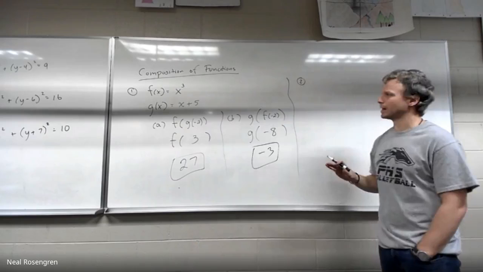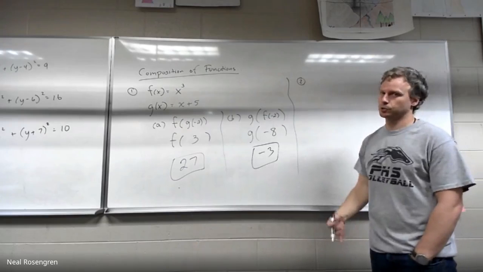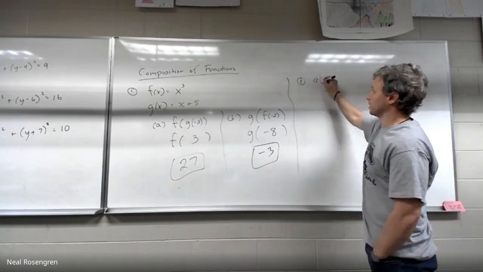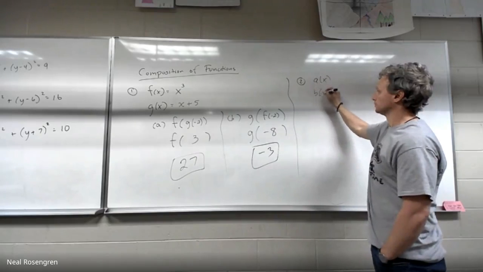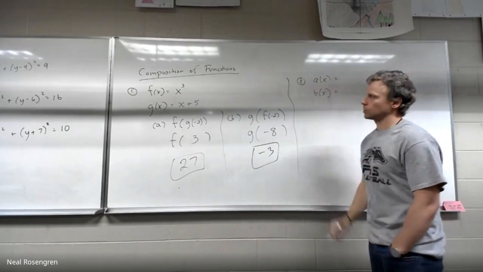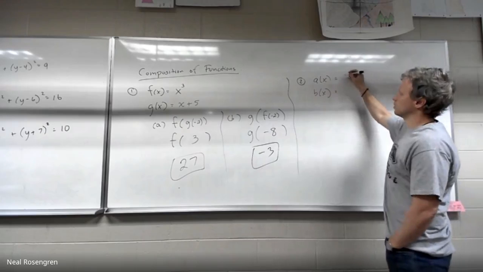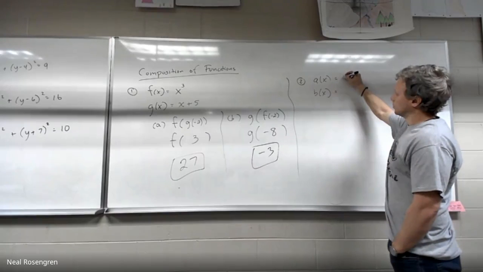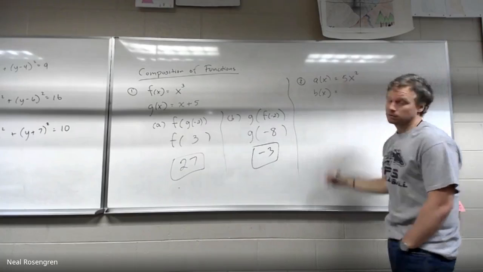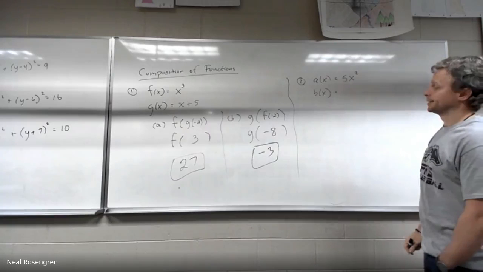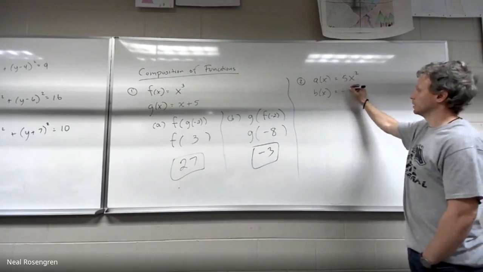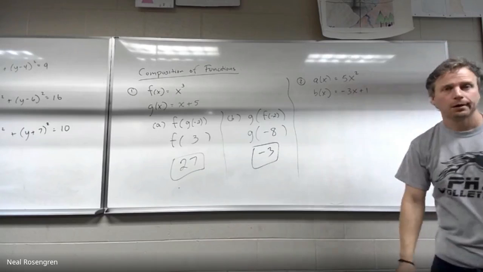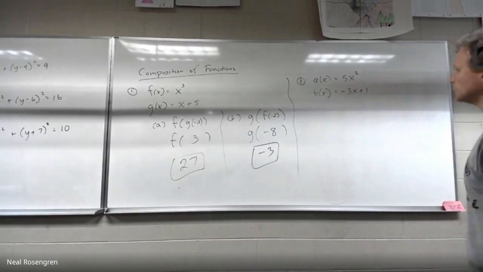Okay, let me do another one, and I want to throw some new notation at you so you can see what I'm talking about. I'm going to make up some different functions, a of x and b of x. Let's keep it simple again. Let's say 5x squared for a of x, and -3x plus 1 for b of x. Okay, so those are my two functions.